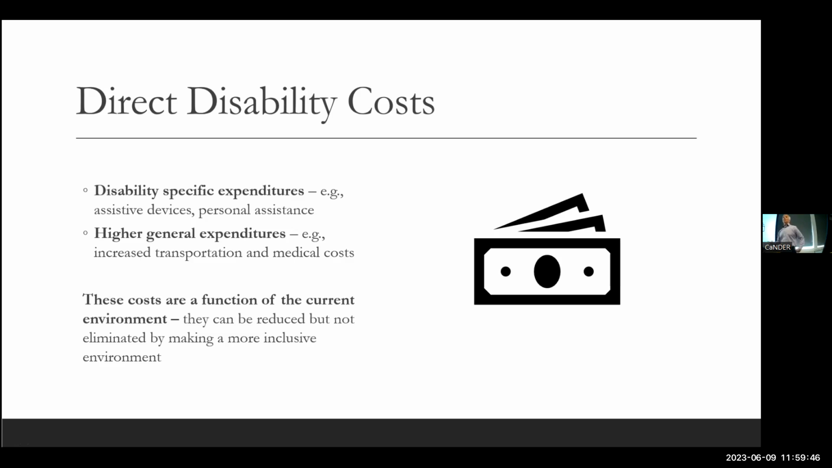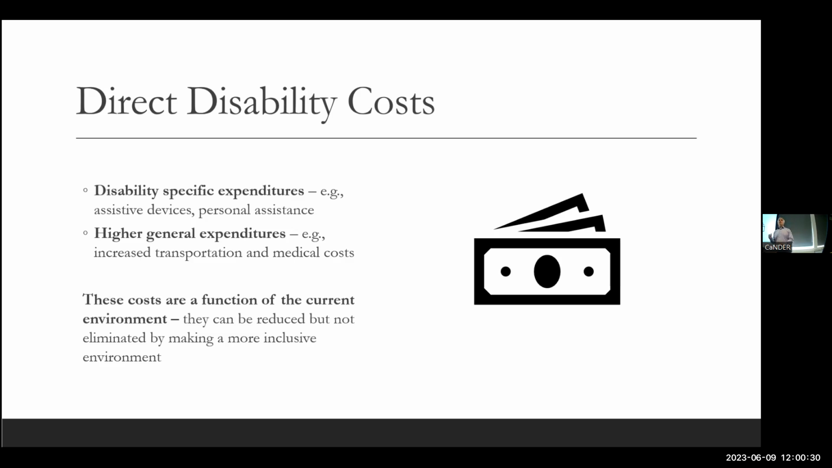So when we talk about direct disability costs, they also fall into two categories. The first are disability specific expenditures, right? If I need a wheelchair, if I need a sign language interpreter, those are things basically that only people with disabilities need. But there are also general expenditures, right? So people with disabilities might have to spend more on transportation. I can't use public transportation, so I have to take a taxi or buy a modified car. My costs of transportation are much higher. Medical costs. Everybody has medical costs, but people with disabilities might have higher medical costs that are related to their disability. But whether these costs are disability specific or general expenditures, it's really important to keep in mind that these costs are a function of the current environment.